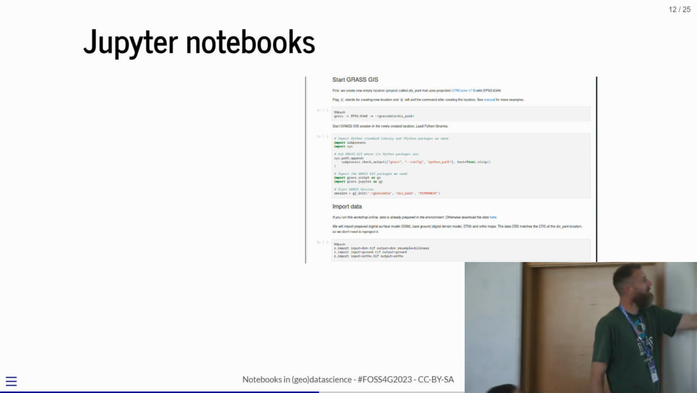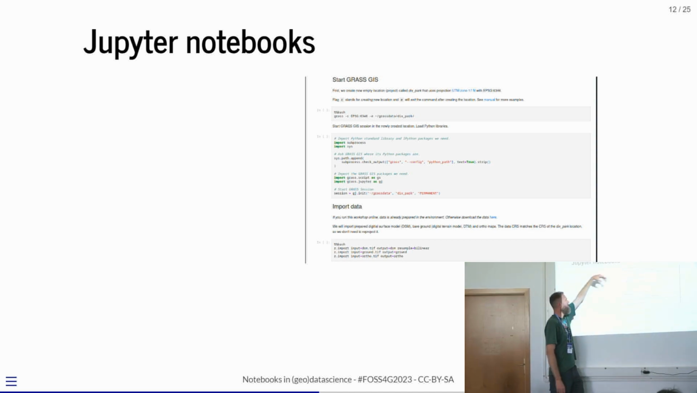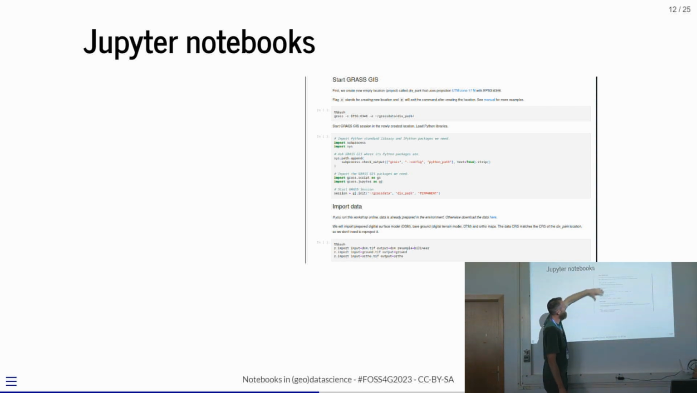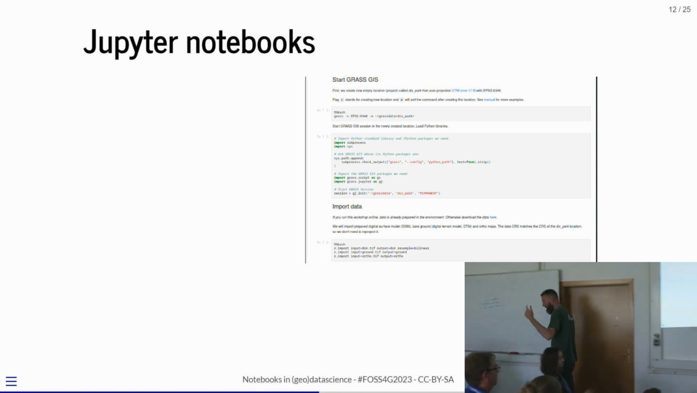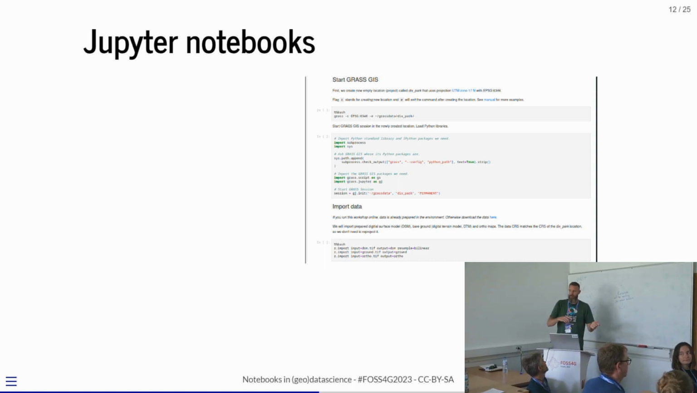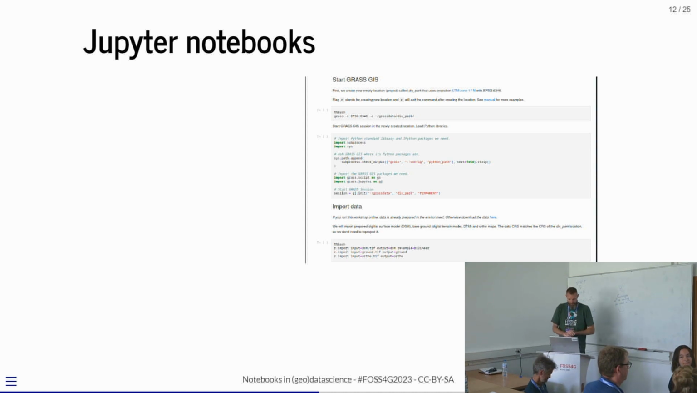So what does it look like? You have Markdown, which you already know. This is a notebook I stole from the GRASS community, and you have Markdown cells, and then you have code cells that you can run. You can run each cell individually by itself, or you can run the whole document if you want.